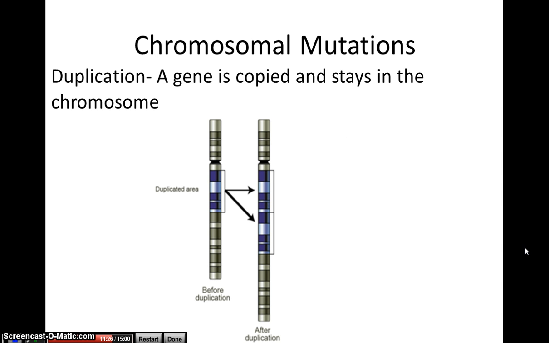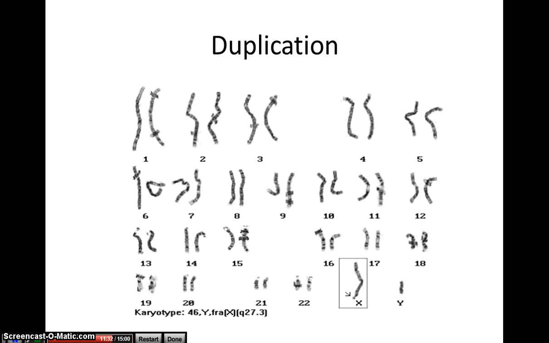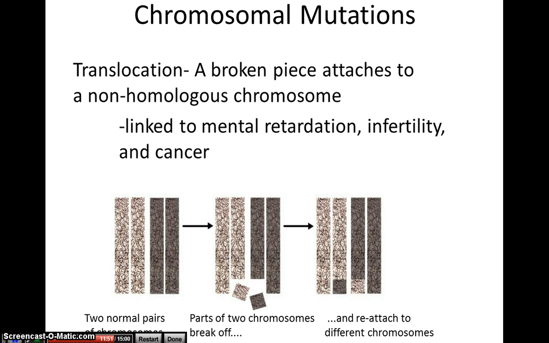Our next type here, rather, is a duplication, and there the gene is copied and stays in the chromosome. So what this looks like on the karyotype, you can see it right here with the X. In this case, the duplication, it looks like some is added onto the end because this particular gene right at the end was duplicated. So it does lead to a lengthening, and a lot of times the duplications are visualized as well with some color, which we'll see in some of these other ones.